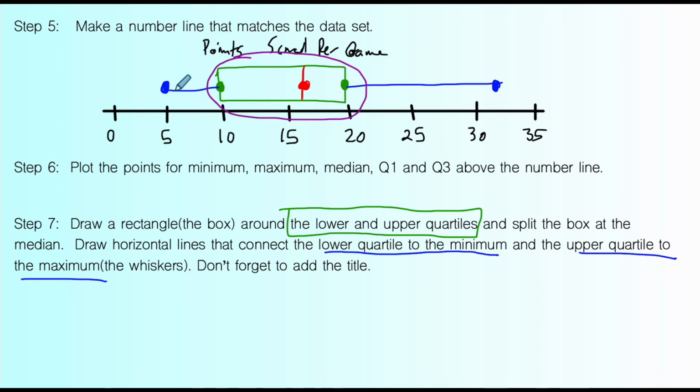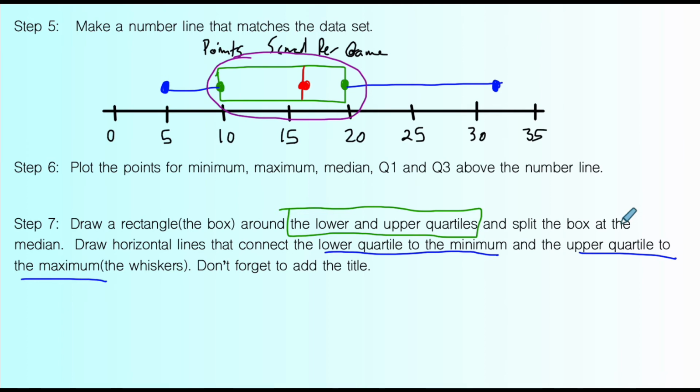Yes, they had a bad game. Yes, they had a really good game. But for the most part, this person scores their points right in this box, somewhere in here. And the further away that one of these whiskers is, the more of an outlier it is. So this 32 is really not typical. And this 5 is kind of removed. It's not typical, but 32 is even way more atypical.